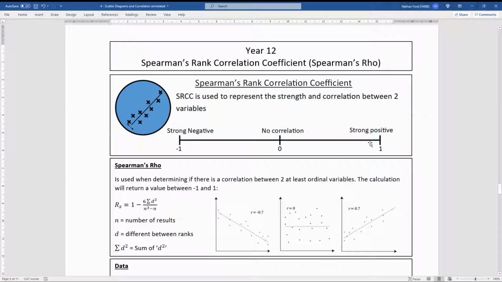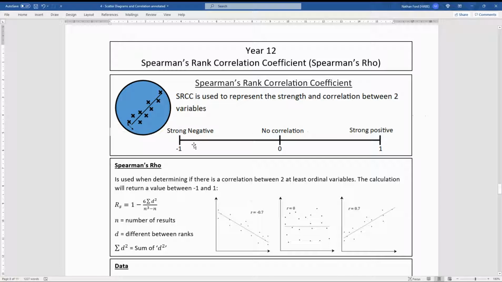If we get something close to 1, we're getting something positive, but that doesn't mean it's a really steep gradient. What it means is the closer it gets to 1, the tighter the points look, or the closer they get to the line of best fit. And when it gets closer to negative 1, the line will be negative, so it'll be going down, and the points will look closer and closer to a line, where they'd match the line of best fit.